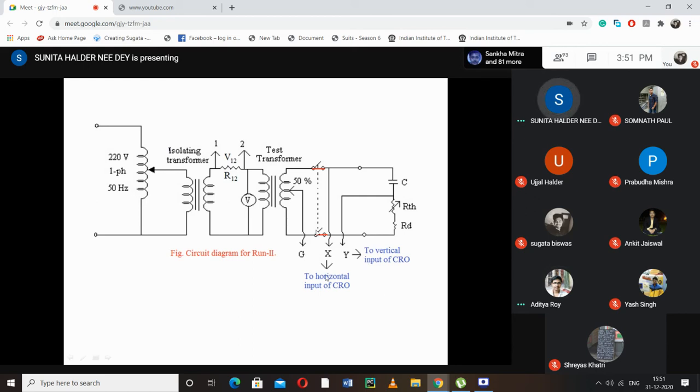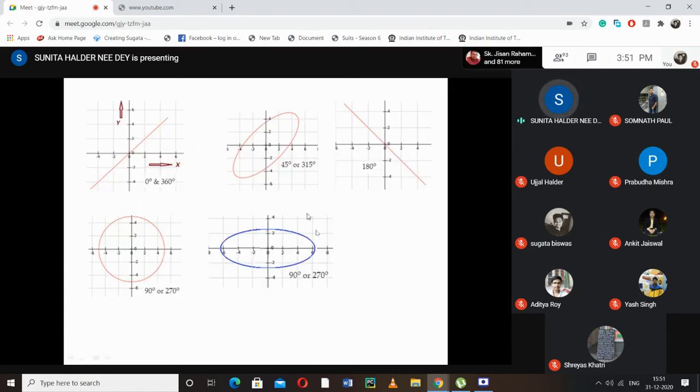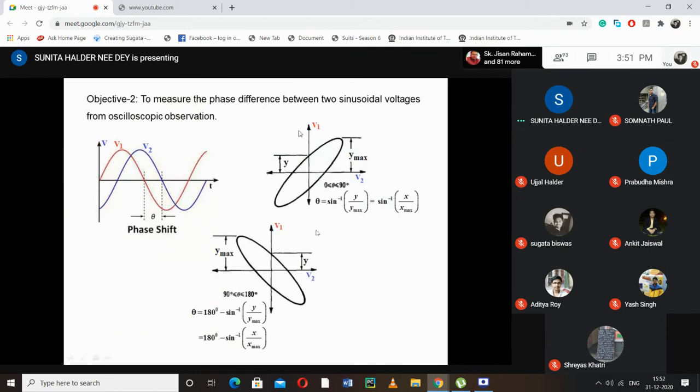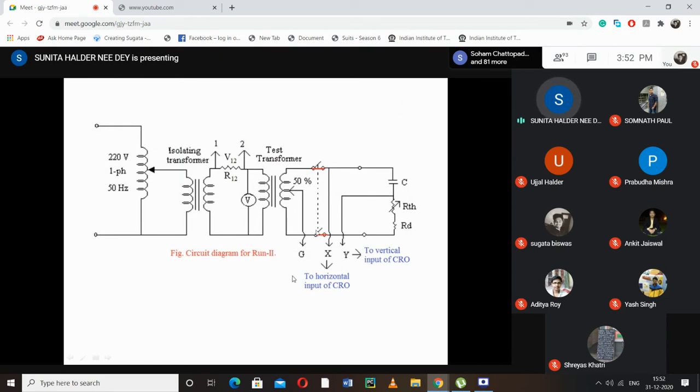Now you see, the X terminal we are connecting to the horizontal plate or horizontal input, and I have written input because in the instruction manual it is written input, and Y to the vertical input. So what we always measure is the phase difference of the vertical input with respect to the horizontal input. Theta is the angle of V1 with respect to V2, right? So here, whatever theta, that will be the angle of VGY with respect to VGX. Understood? Okay. Yes, ma'am. Now there is no function of V12 here.